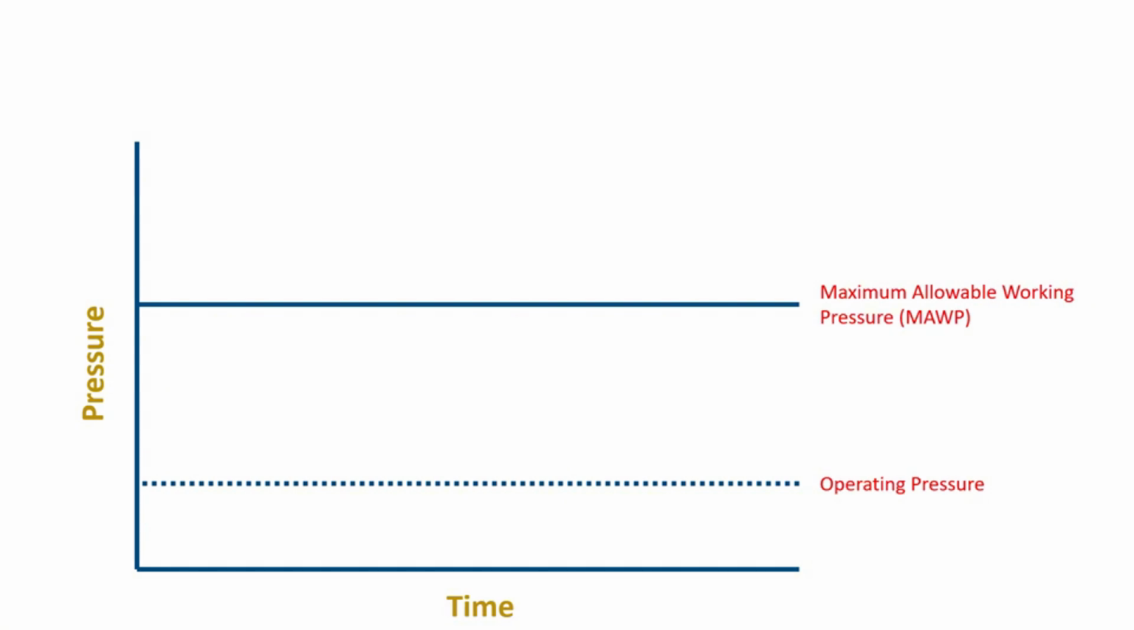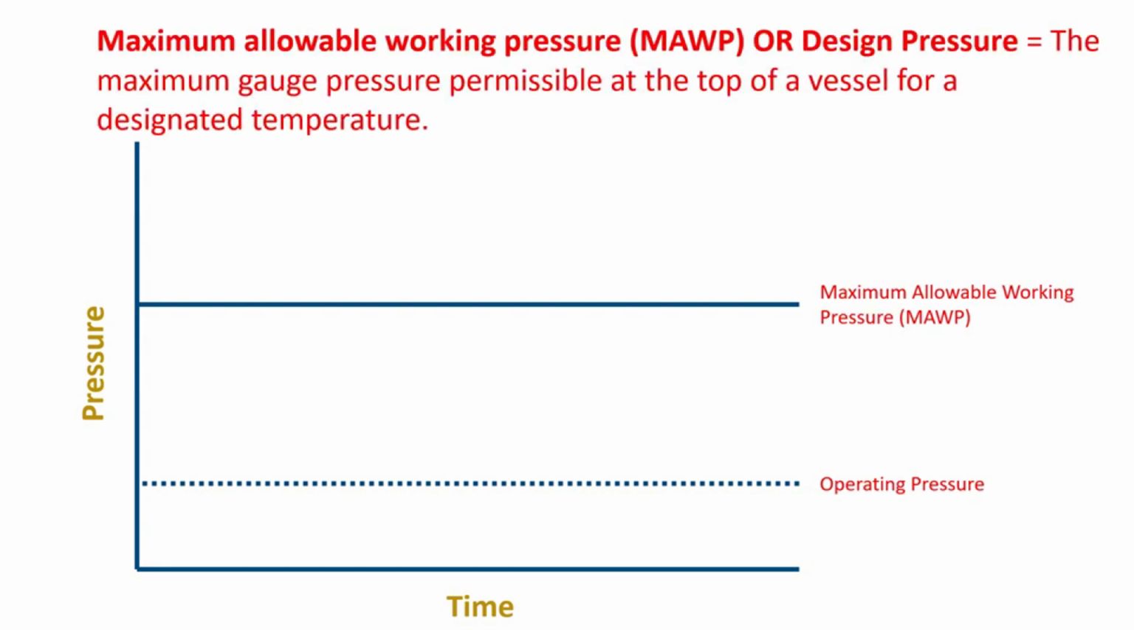The maximum allowable working pressure, or MAWP, also called the design pressure, is the maximum gauge pressure permissible at the top of a vessel for a designated temperature. As the temperature deviates from the expected operating temperature, the MAWP is expected to decrease, either due to a decrease in vessel wall metal strength when the temperature goes up, or due to embrittlement when the temperature goes down.